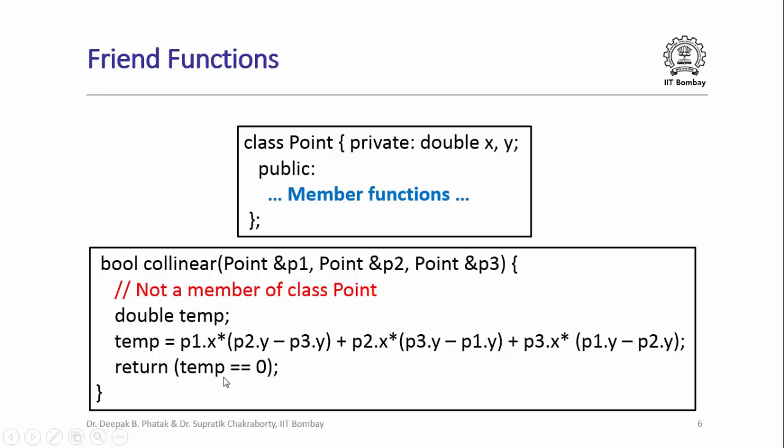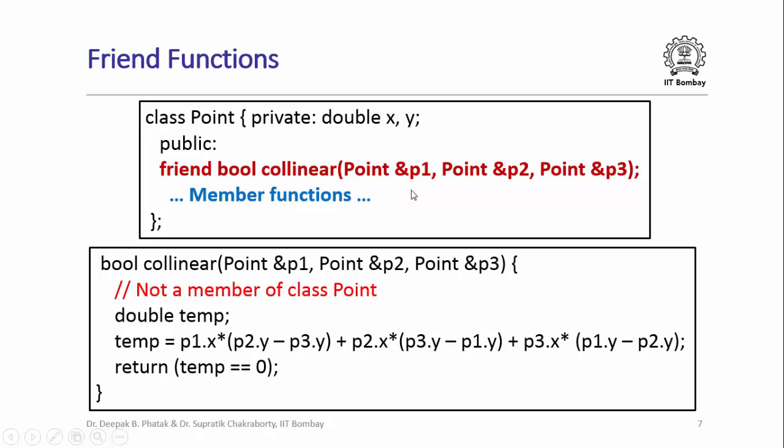However, in trying to determine whether p1, p2 and p3 are collinear, I really need to do this calculation. This is a standard expression that one obtains from coordinate geometry to figure out if 3 points lie on the same line in a plane. And if this entire expression evaluates to 0, then I know that the 3 points are collinear, otherwise they are not. However, how am I going to compute this expression? To compute this expression, I need access to the data members x and y of all the 3 points, and I don't have access to them because these are private members.